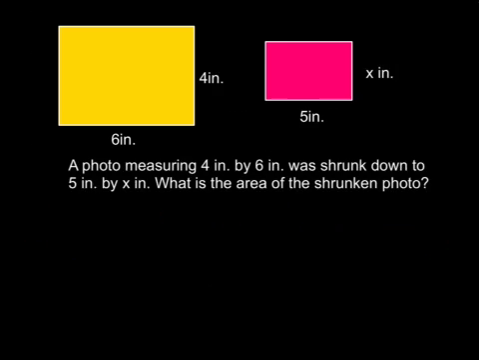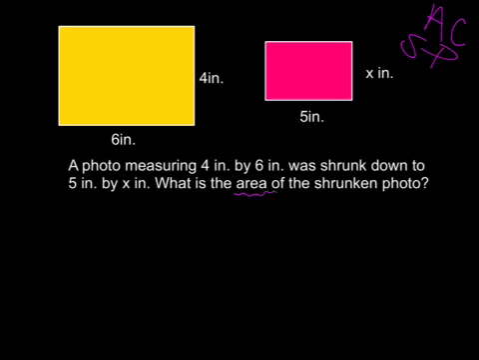Now that we've talked about the things that we need to know, let's try solving a problem with this, okay? So first thing I'm going to do is write my ACSP, and that's because angles are congruent, sides are proportional. Now, notice that we have two rectangles, and it says a photo measuring 4 inches by 6 inches was shrunk down to 5 inches by X inches. What is the area of the shrunken photo? Notice, what is it asking for? It's asking me for the area.